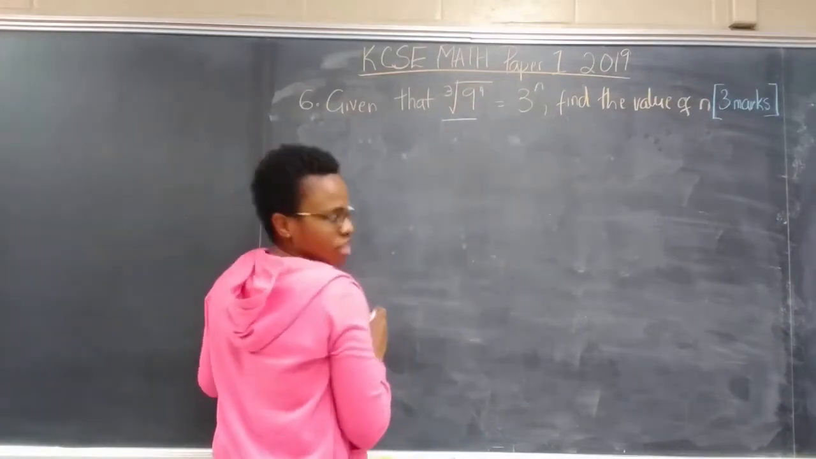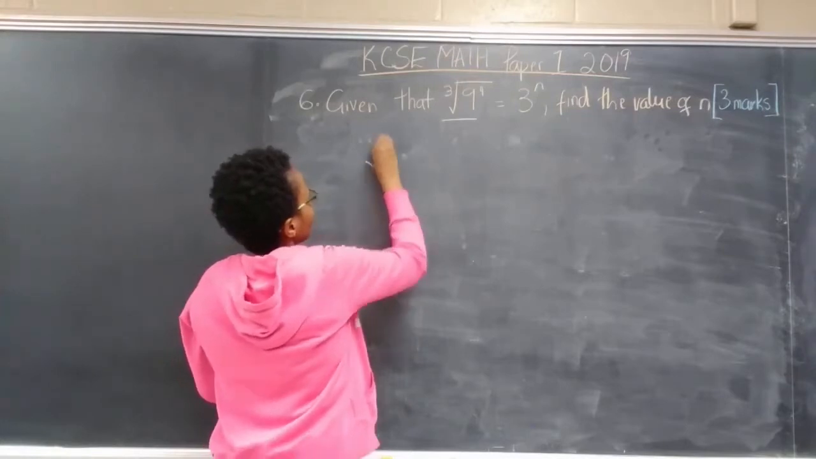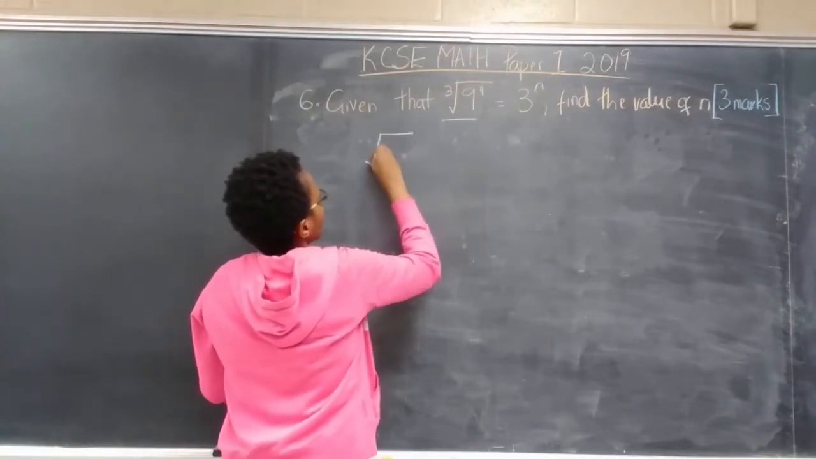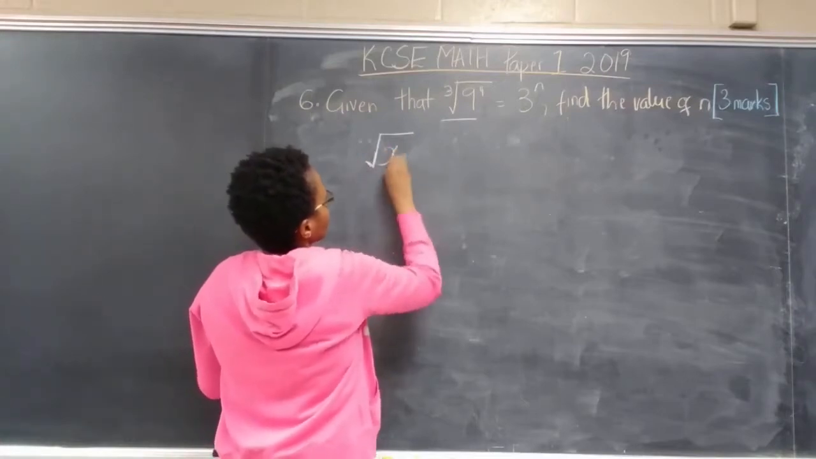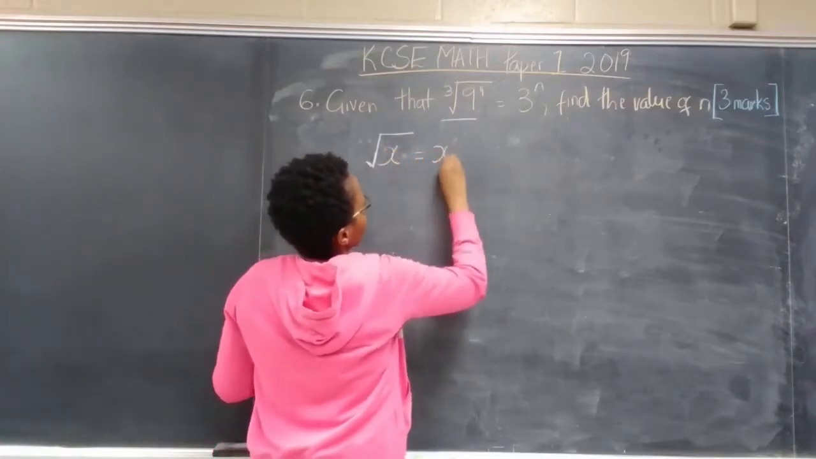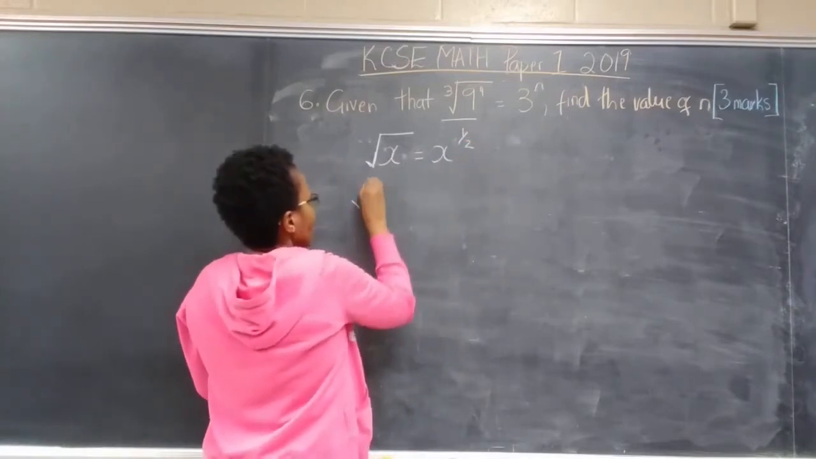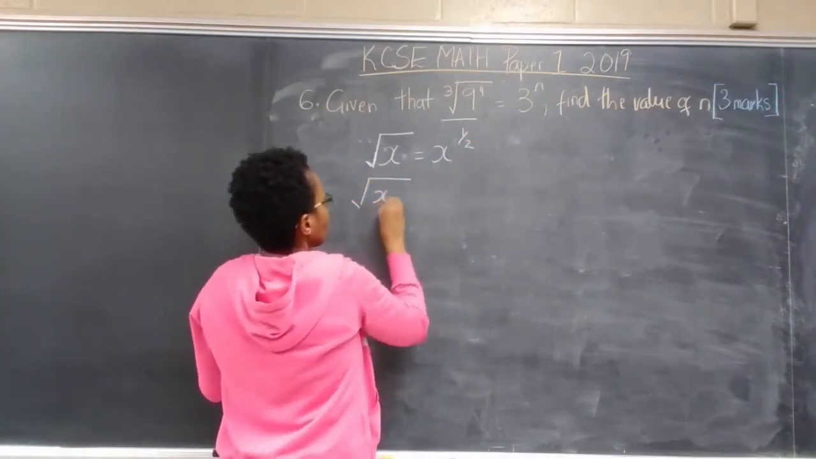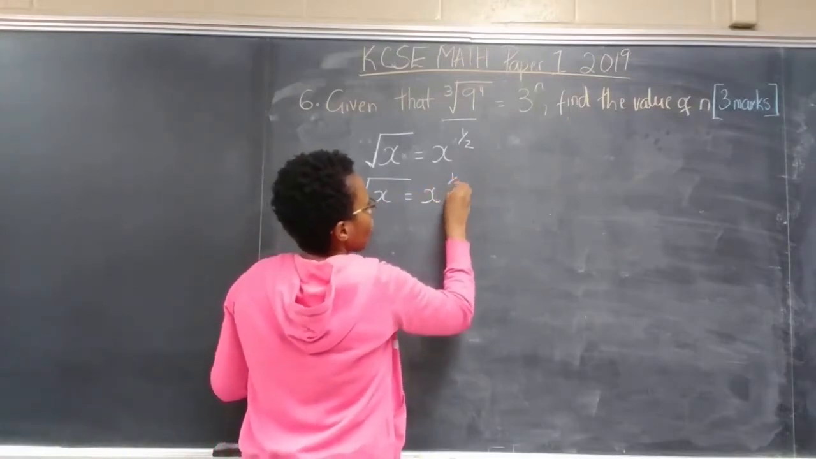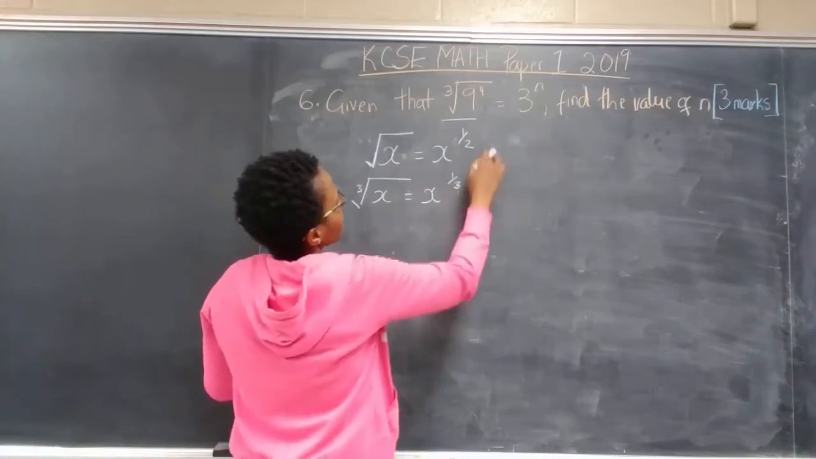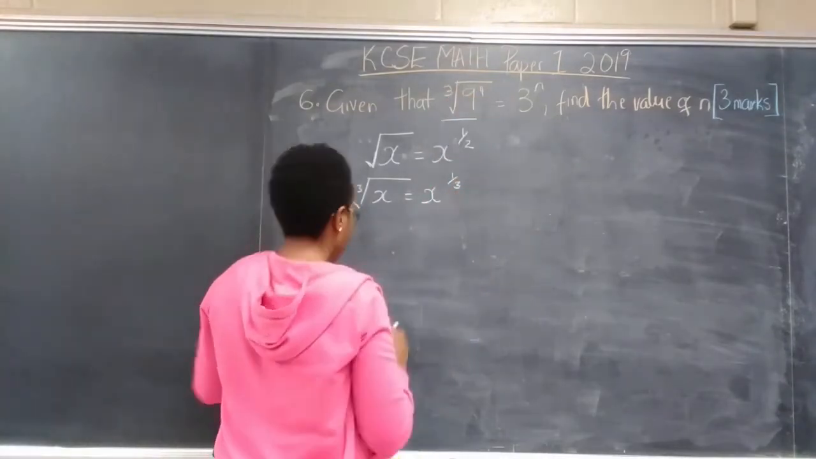And there's a shortcut to that. We know from your study of indices and square roots that if you have the square root of a number x, that is the same as writing x to the power of a half. So similarly, if you have a cube root of a number x, that's the same as expressing that as x to the power of 1 over 3. So we can simply change this cube root into a power 1 over 3.